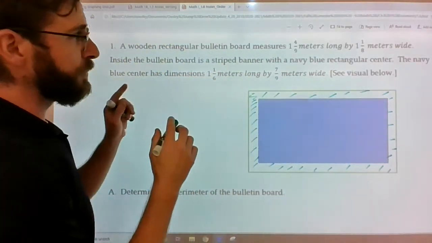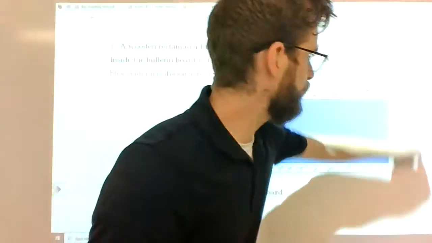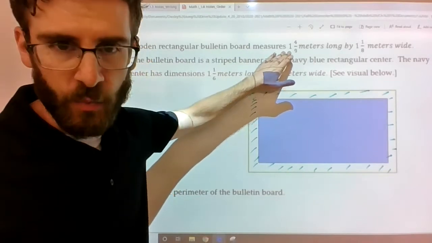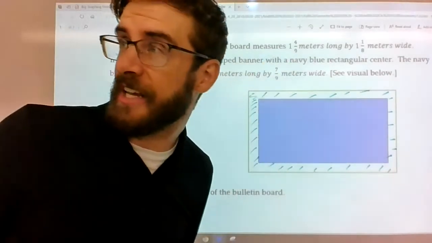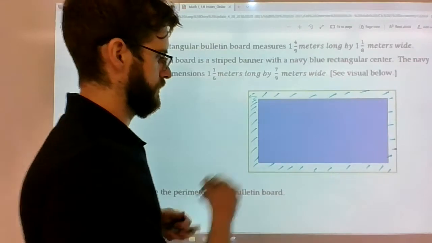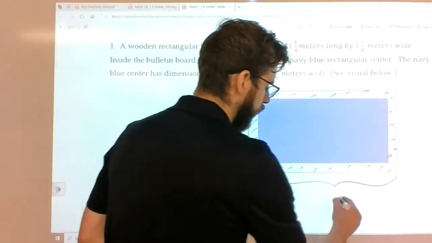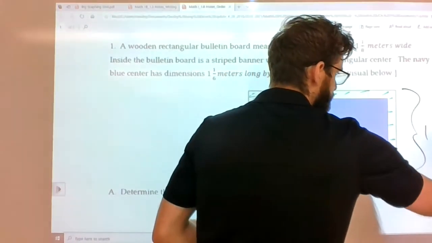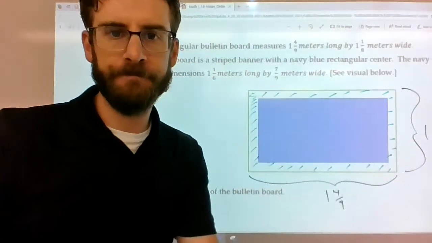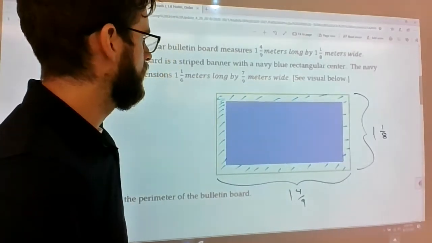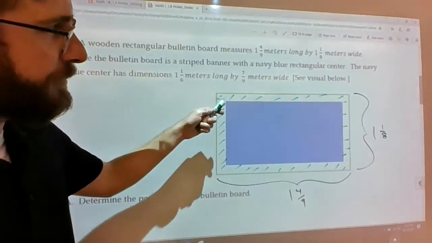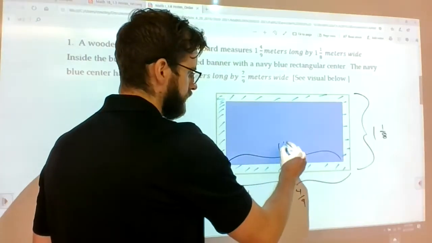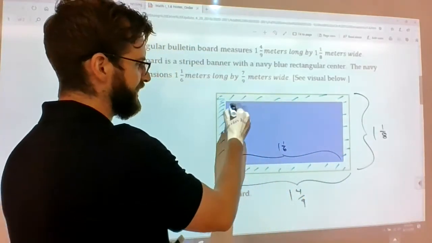All right, your bulletin board, which is the outside green marking here, is 1 4/9 meters long by 1 1/8 meters wide. I actually did the measuring, and it's pretty darn close to that. So this is 1 4/9. This is 1 1/8. And then the navy blue center is 1 1/6 meters by 7/9 of a meter.